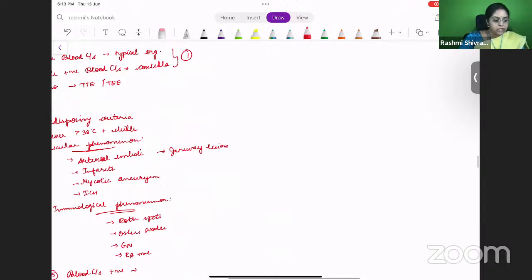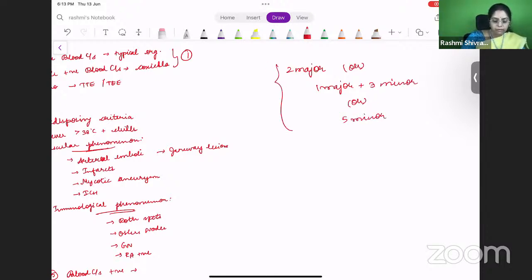So how do you say that there is definitive endocarditis? Definitive endocarditis is when you have 2 major, or 1 major plus 3 minor criteria. Or if you are not able to satisfy any of the major criteria, then all 5 minor criteria should be positive. Then you say that the patient has definitive infective endocarditis. Okay, so this is a small discussion about endocarditis.